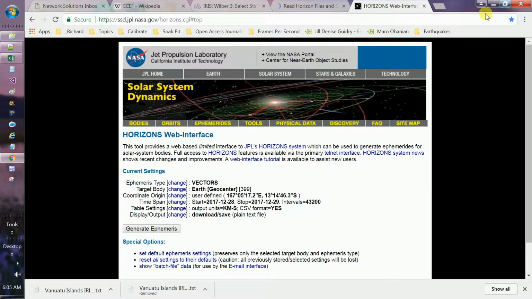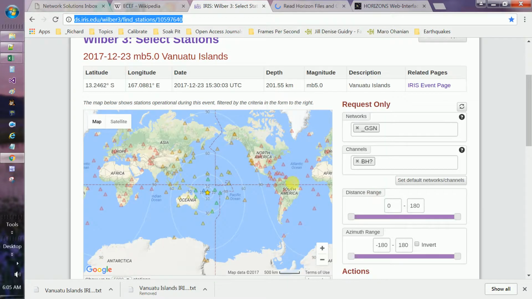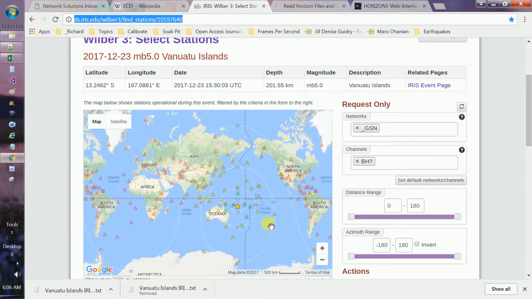Let me move this out of the way. I'm trying to tie the Horizon system right now to this system. Okay, so here's a whole database of earthquakes, and I just picked a current one. So here, and these are stations. The triangles are various reporting stations, and what do they say?